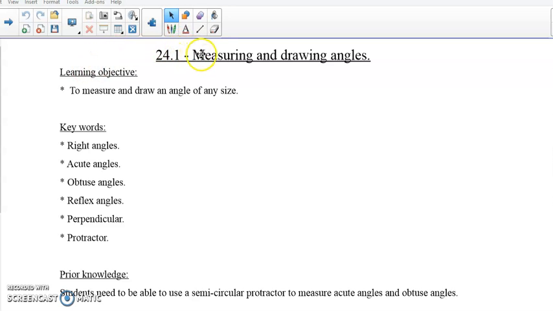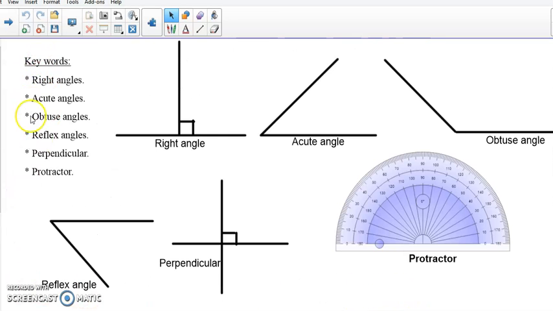Okay, in today's topic we talk about measuring and drawing angles, and the learning objective is to measure and draw an angle of any size, and these are the key words we have. So before we embark on this, students need to be able to use a semicircular protractor to measure acute angles and obtuse angles. Okay, now let's look at the key words we have.